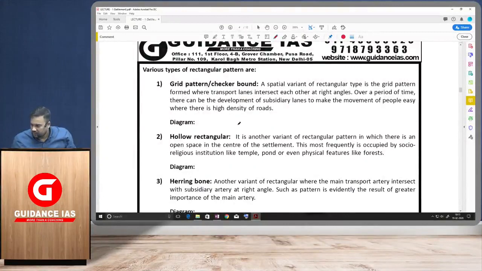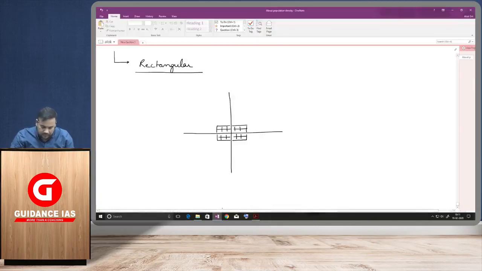One common type of rectangular pattern is the grid pattern or the checkerboard pattern, where this develops where transport lanes intersect each other at right angles. Over a period of time, there can be development of subsidiary lanes to make the movement of people easy where there is high density of roads. So it is something like this.